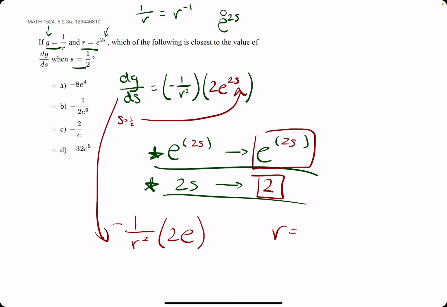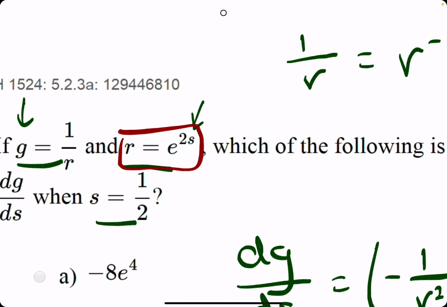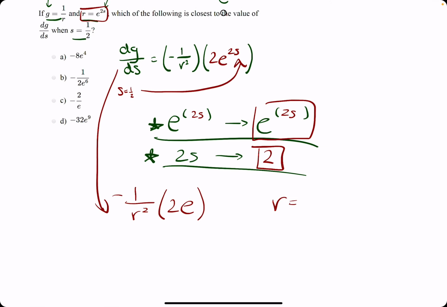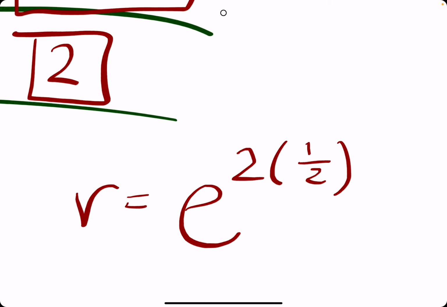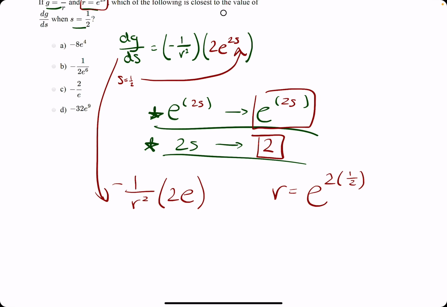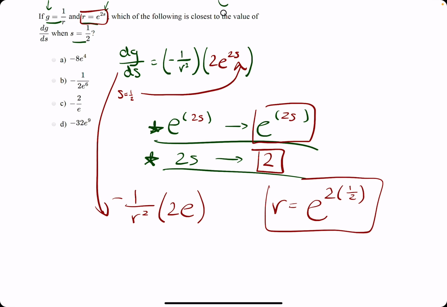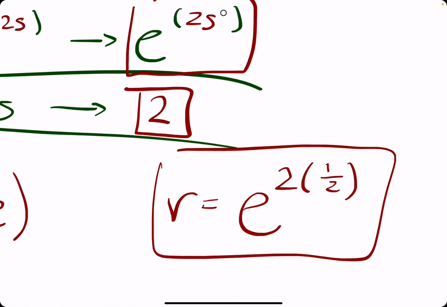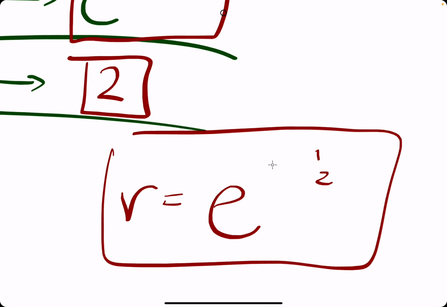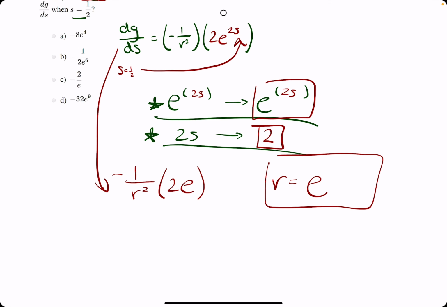So we use the equation r is equal to e to the 2s. So r is equal to e raised to the 2 times s, for which we can plug in 1/2. So if we plug in our s value of 1/2, it'll allow us to find our r value. But again, 2 times 1/2 is just 1, but e to the first is just e. So we replace our r with just e.